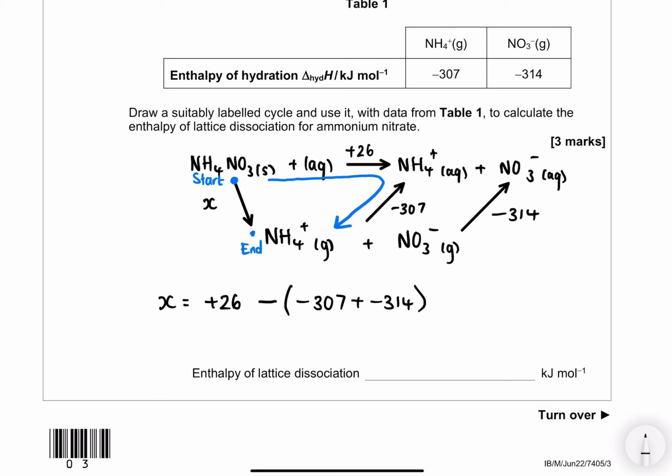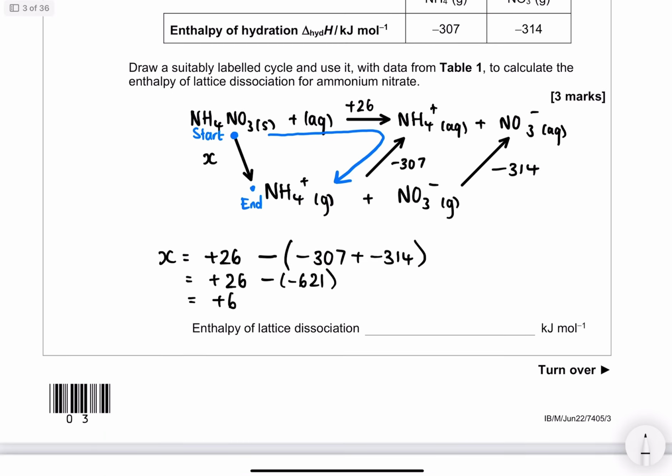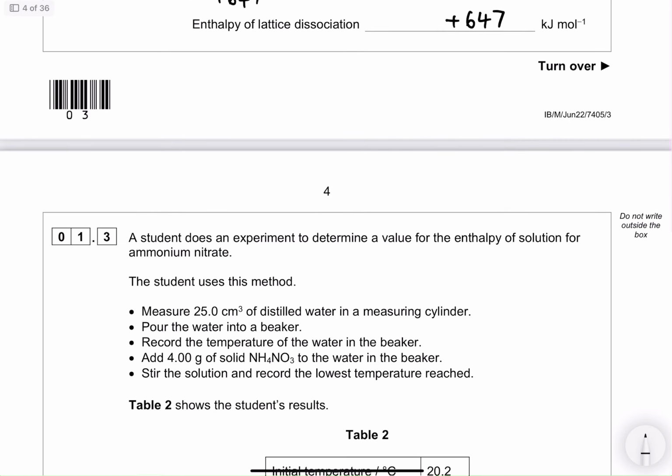It'd be a good idea to add that bracket up, particularly if you struggle with expanding brackets, because you've got minus numbers in a bracket with a minus in front of it. So the total of that bracket is minus 621. So we're going to minus a minus and it becomes a plus. And then we add it to 26, we get plus 647 kilojoules per mole.